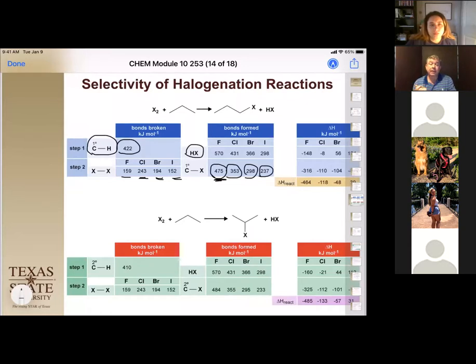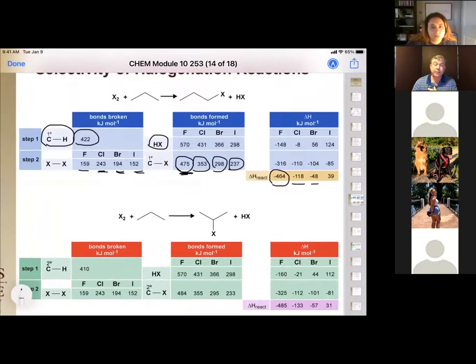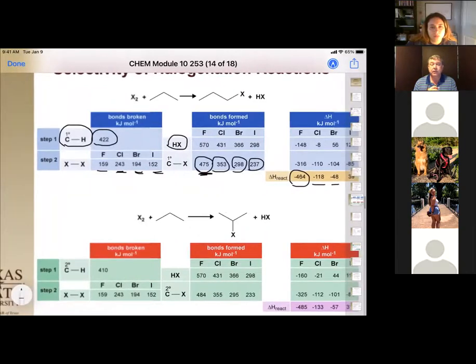And if we look at the net result, the net delta, we have a negative 464 versus negative 118 versus negative 84 versus iodine, which is actually positive 39. That's why iodine doesn't work. It's an endothermic reaction. It does not favor going to products because it would take energy to make that bond. But notice fluorine gives off 4 times more heat than the reaction for chlorine.